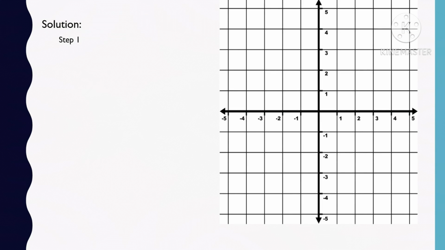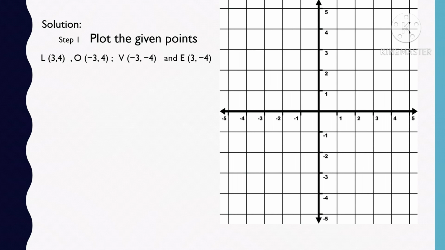Solution. Step number 1, plot the given points L, O, V, and E with the coordinates given, starting with point L, we have the location 3, 4 here. That's 3, 4 for point L. Now, where is point O? Negative 3, 4 coordinates. If your location is here, then you're correct.